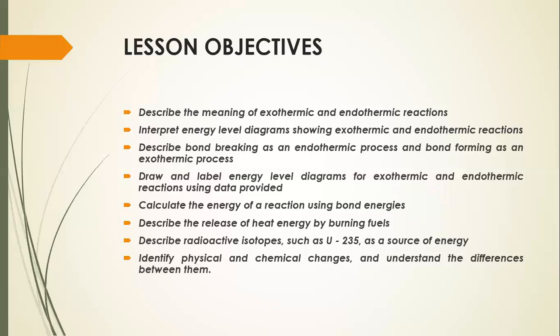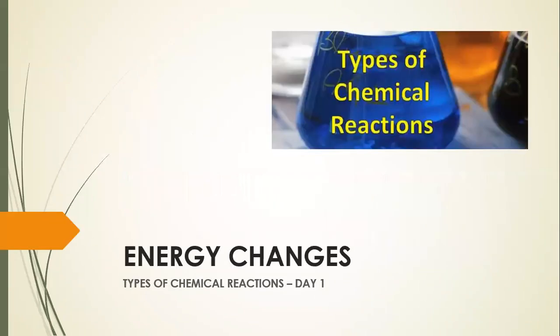Describe bond breaking as endothermic and bond formation as exothermic reaction. Then you should be able to draw and label the energy level diagram. Then calculation that involves bond energies, different types of fuels like hydrogen, uranium, etc. So these are the main objectives to be covered under this topic. So let us divide the topic into 6 lessons and then accordingly we will proceed.